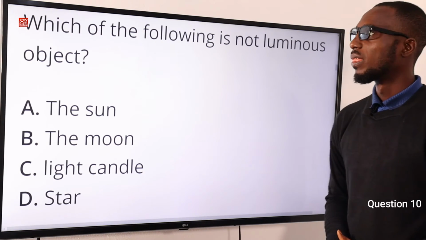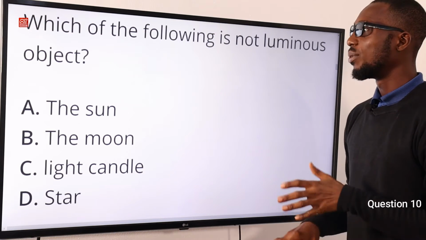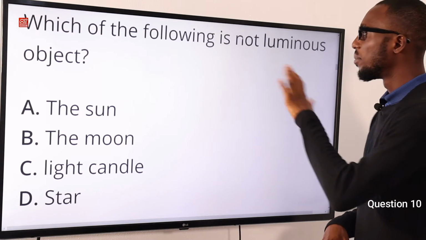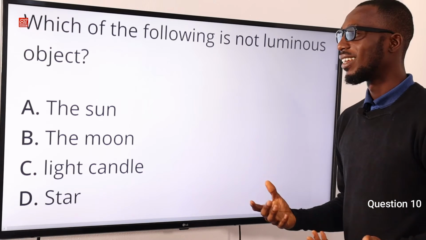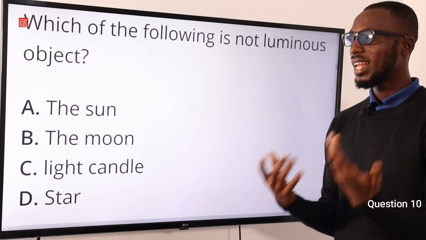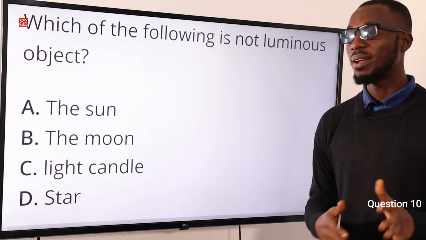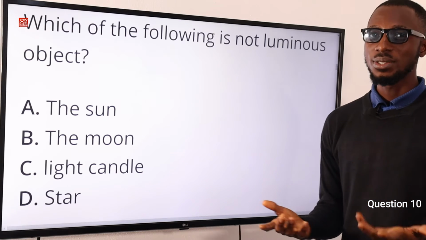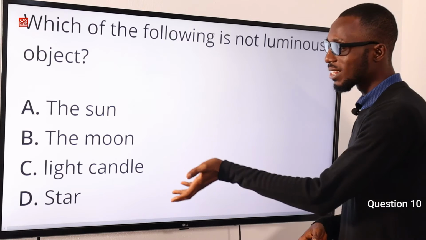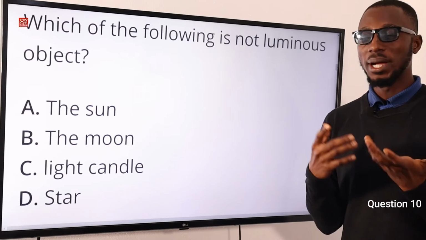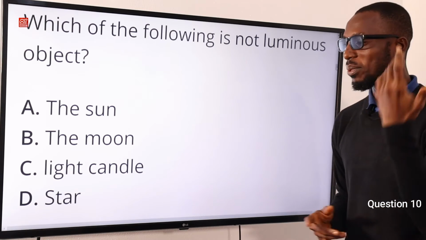Question 10. Which of the following is not a luminous object? Okay, when you talk about luminous objects, they are objects that can emit light by themselves. They are like sources of light. They can be natural or artificial. Natural, like the sun, like the stars. Artificial, like your candle, your electric bulb and what have you.